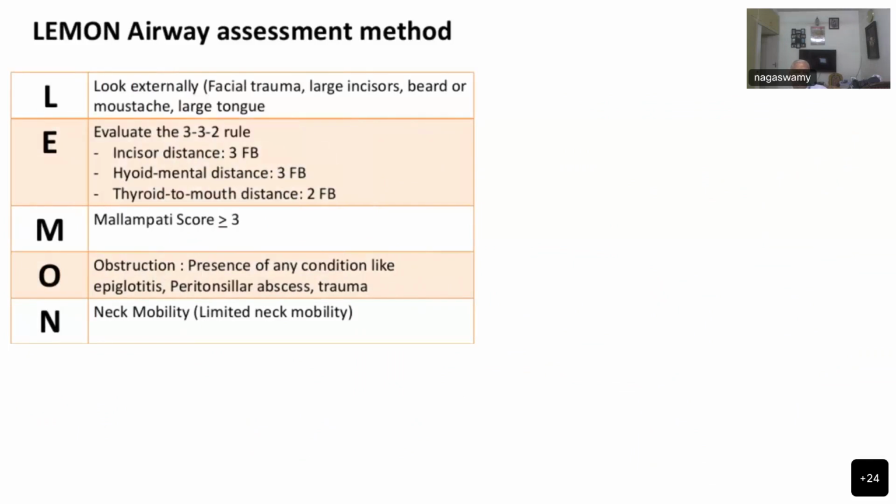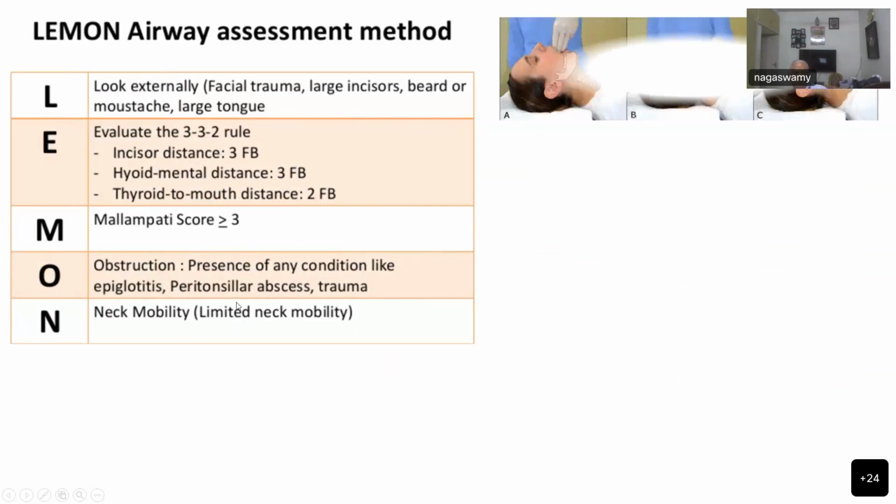So a few pictures I would like to show you. This is the expansion of the acronym LEMON. Look externally, evaluate, Mallampati score, obstruction, neck mobility, all these things. But how to examine that? Many people have a doubt about it.